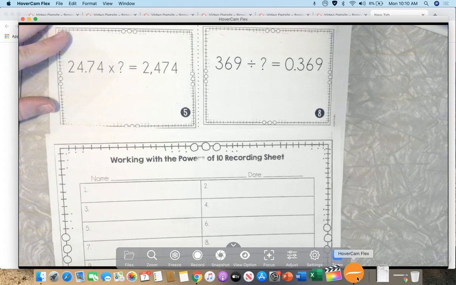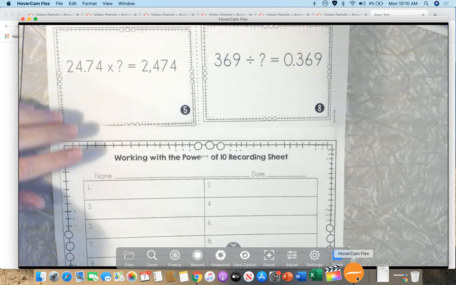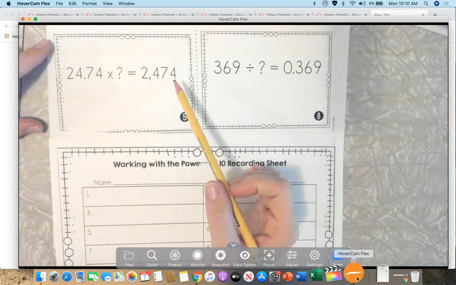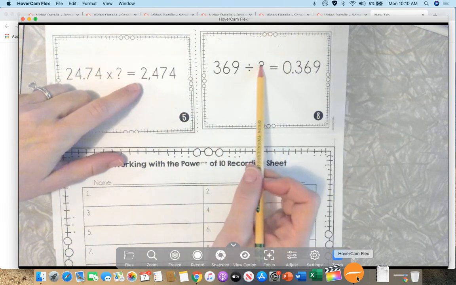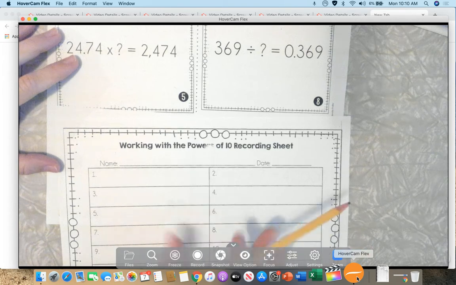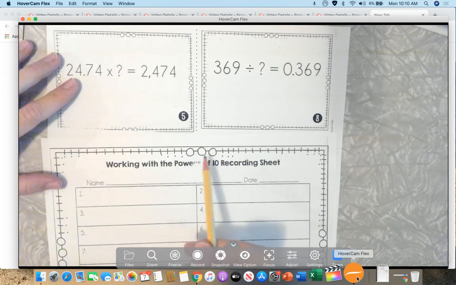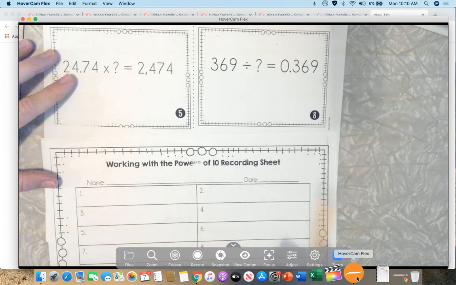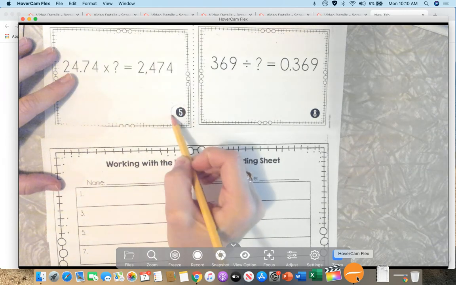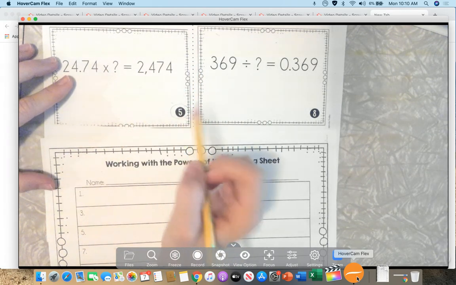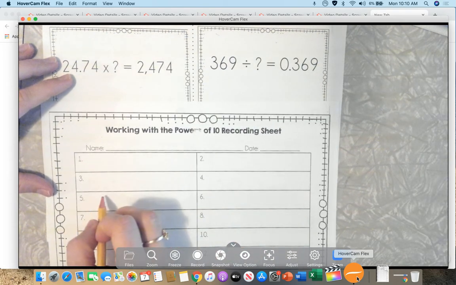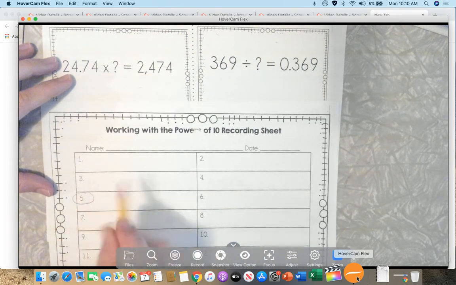So I want you to get these out. These were sent home with you. You have a stack of multiplication and division problems with question marks on them, and then you have an answer sheet. So we are practicing working with powers of 10. Make sure that you look at what question card it is. They're broken up into boxes. This is question card number 5, and whatever my answer is, I need to make sure I record it in the right box.